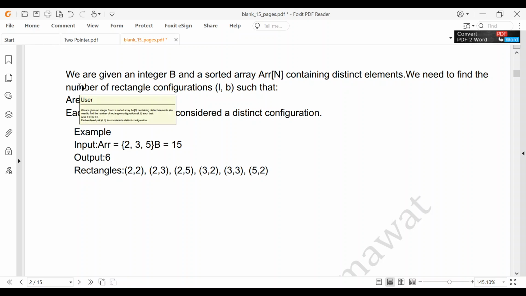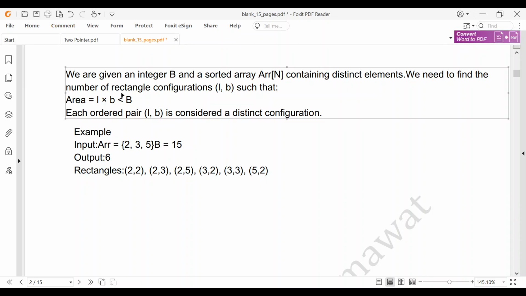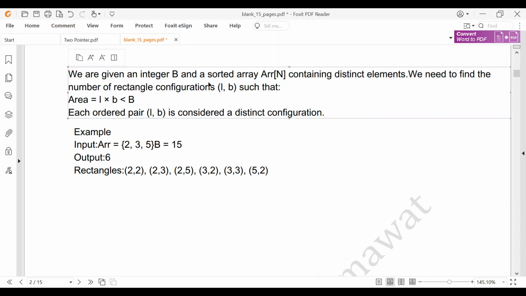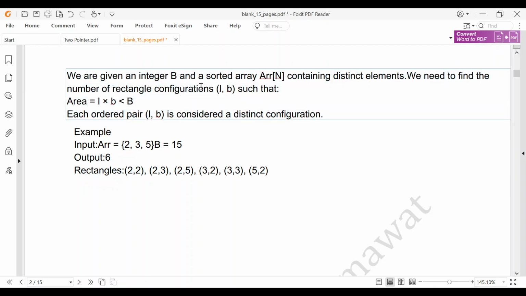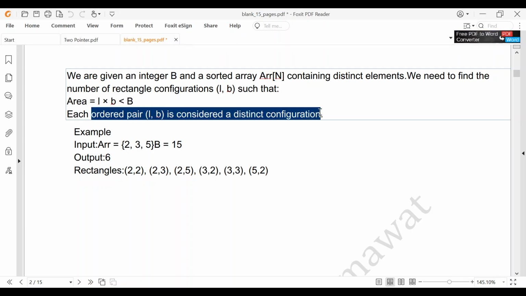I am going to explain this question first of all. We are given an integer B and a sorted array of n containing distinct elements. We need to find the number of rectangle configurations (L, B) such that the area L cross B should be lesser than B. B is the area which is given to me. Each ordered pair (L, B) is considered a distinct configuration.